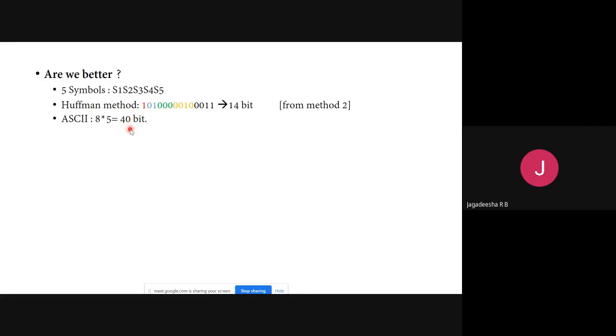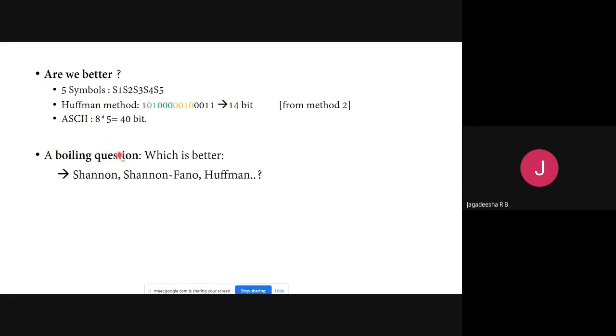But another question here, a boiling question I have written. Which is better? The Shannon coding, the first method we studied a few days before, or the Shannon-Fano encoding scheme, which we studied later, and the Huffman coding scheme, which we studied today. Which is better? Do you have any insight?